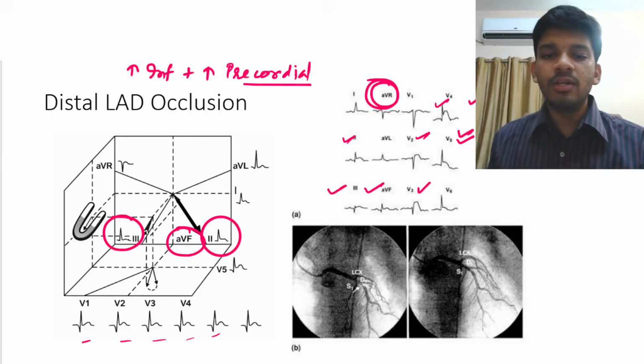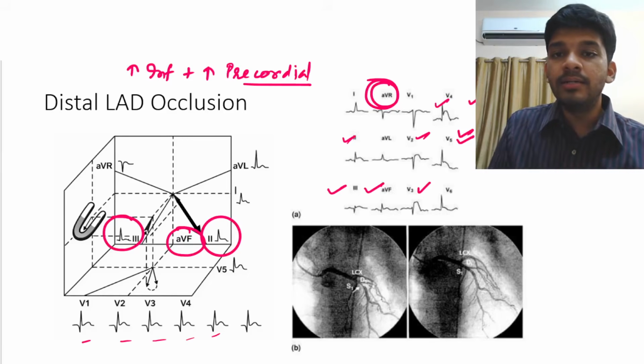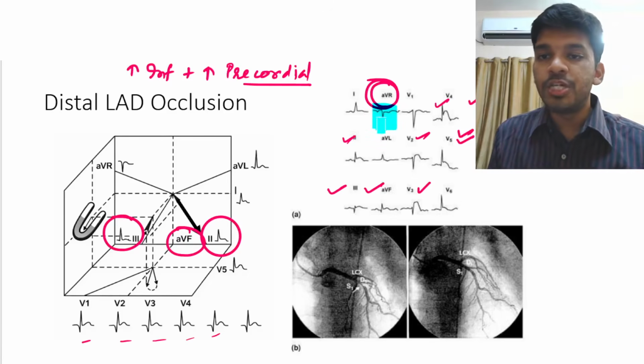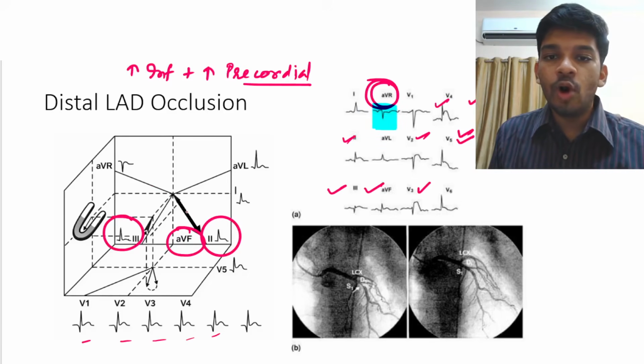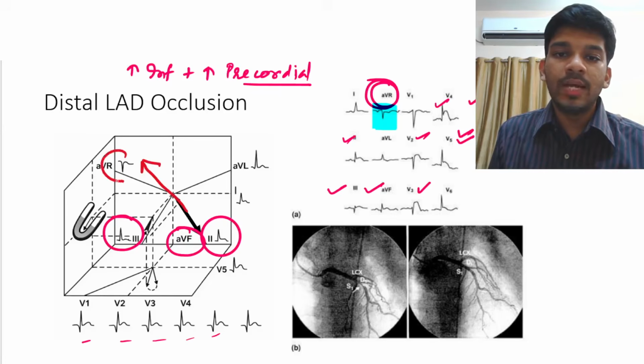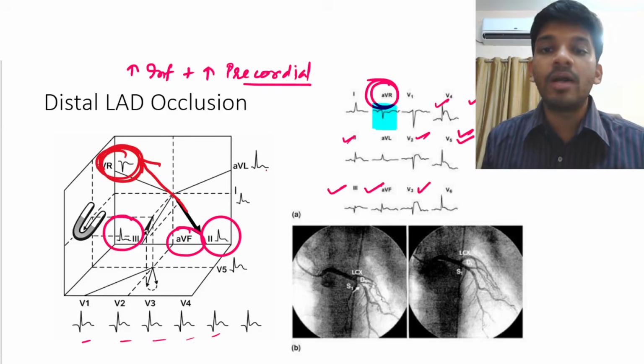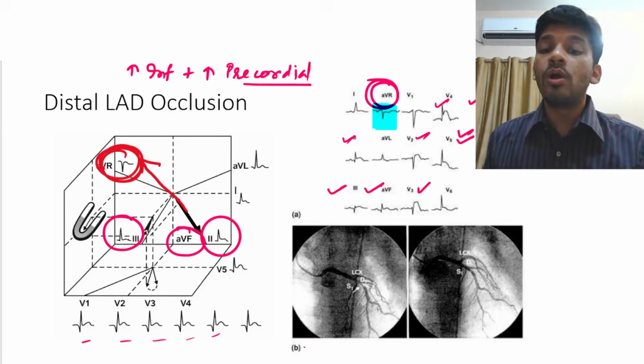And in AVR here, you will also see slight ST segment depression. That is a reciprocal change. As you can see here, AVR is opposite to this injury vector. So you get a reciprocal ST depression in lead AVR, whereas proximal occlusions go on to show a ST elevation in AVR. Okay, so AVR is also an important thing here.